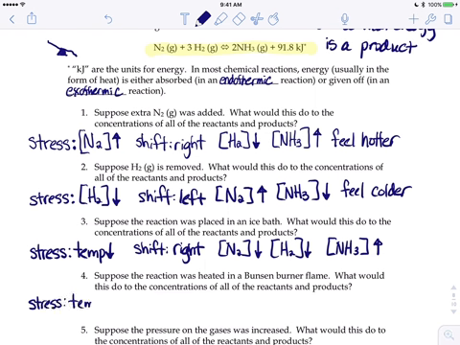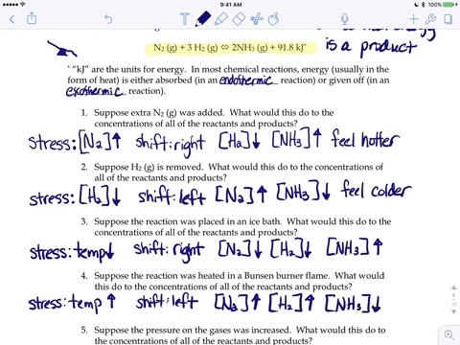The stress, we're increasing the temperature if we put it in a Bunsen burner flame. So if we increase the temperature, the reaction says, ugh, it's too hot in here. I have to try and get away from this heat energy, so it's going to shift to the left. You don't want to shift to the right and produce more heat energy. That would only make the problem worse. So it tries to get away from it. Well, if you're going left, your nitrogen and hydrogen concentrations are both going to increase. We're heading towards them. Your NH3 concentration would decrease. We're moving away from it.